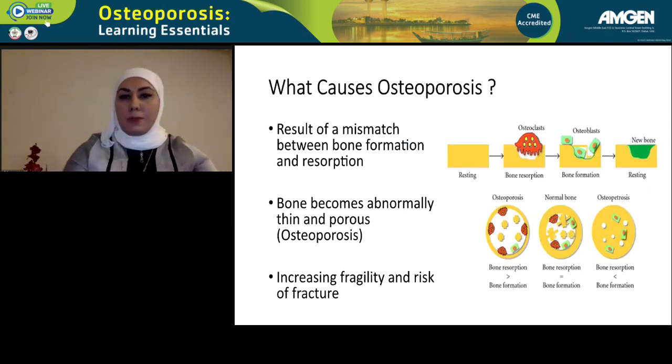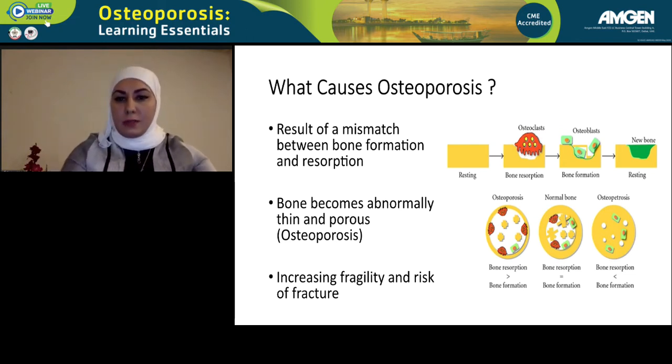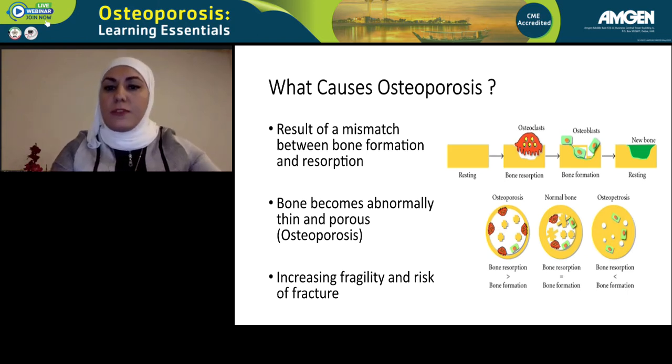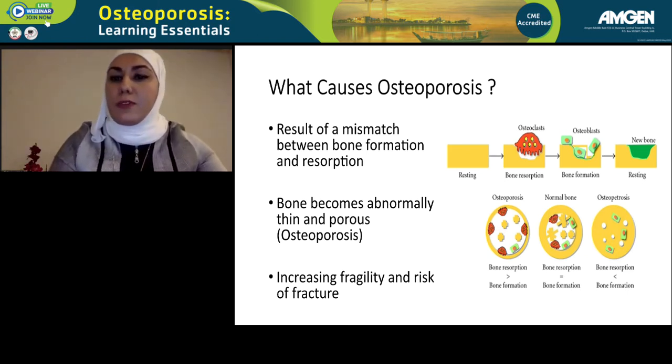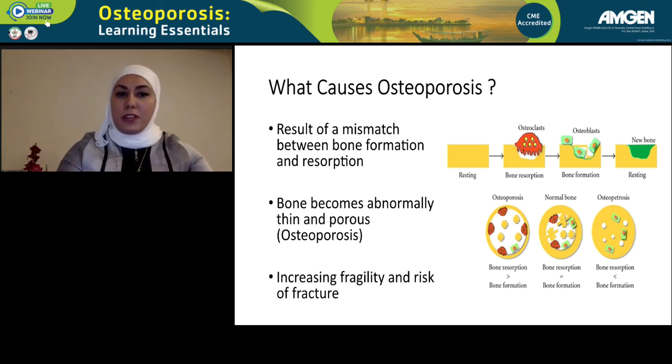What causes osteoporosis? I'm sure you are all familiar with bone remodeling. We have the osteoclast responsible for bone resorption, and the osteoblast for bone formation, and that results in new bone. When we have a mismatch between bone formation and bone resorption, with more bone resorption than bone formation, the bone will become osteoporotic and will have increased fragility and fracture risk.